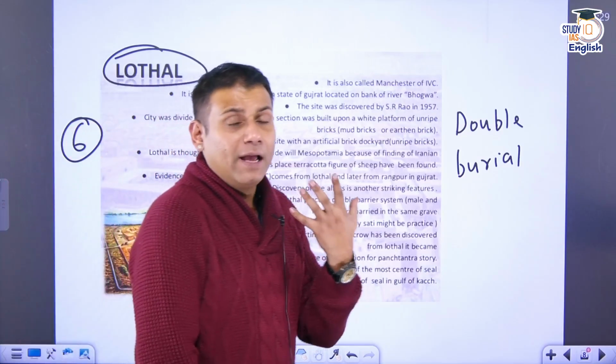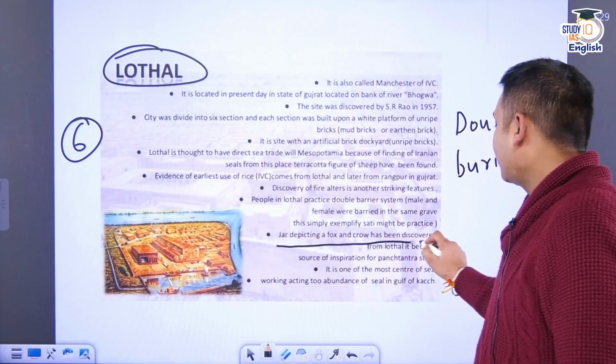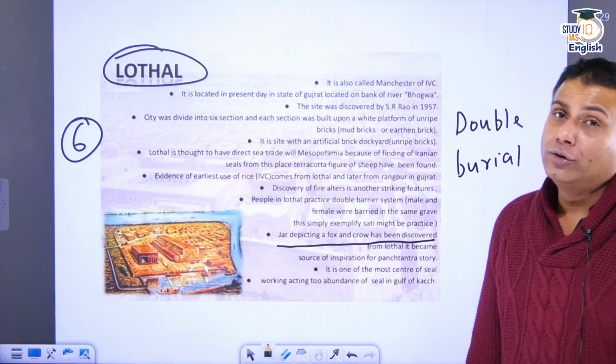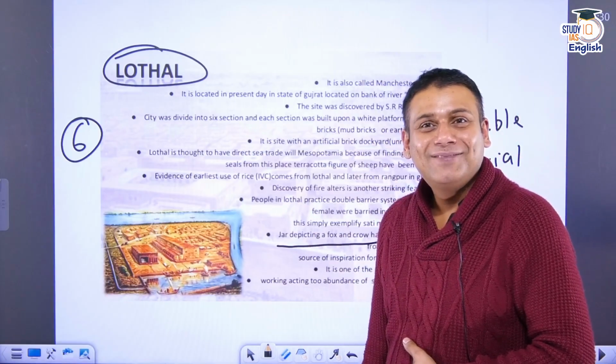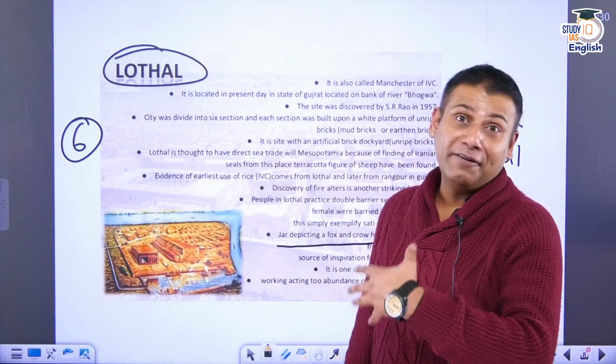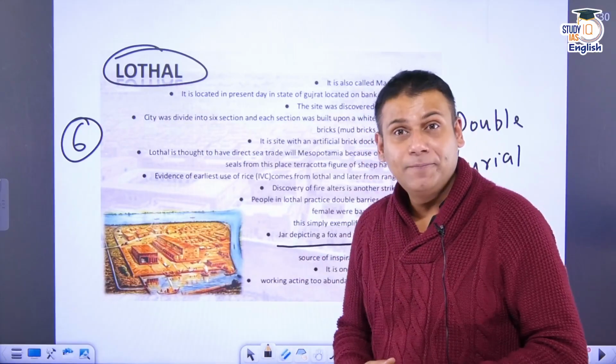Okay? Then, another striking feature. A jar depicting a fox and a crow has been discovered from Lothal. You might have heard about the Panchatantra stories. The thirsty crow story, the cunning fox story, Panchatantra stories written by Pandit Vishnu Sharma ji.